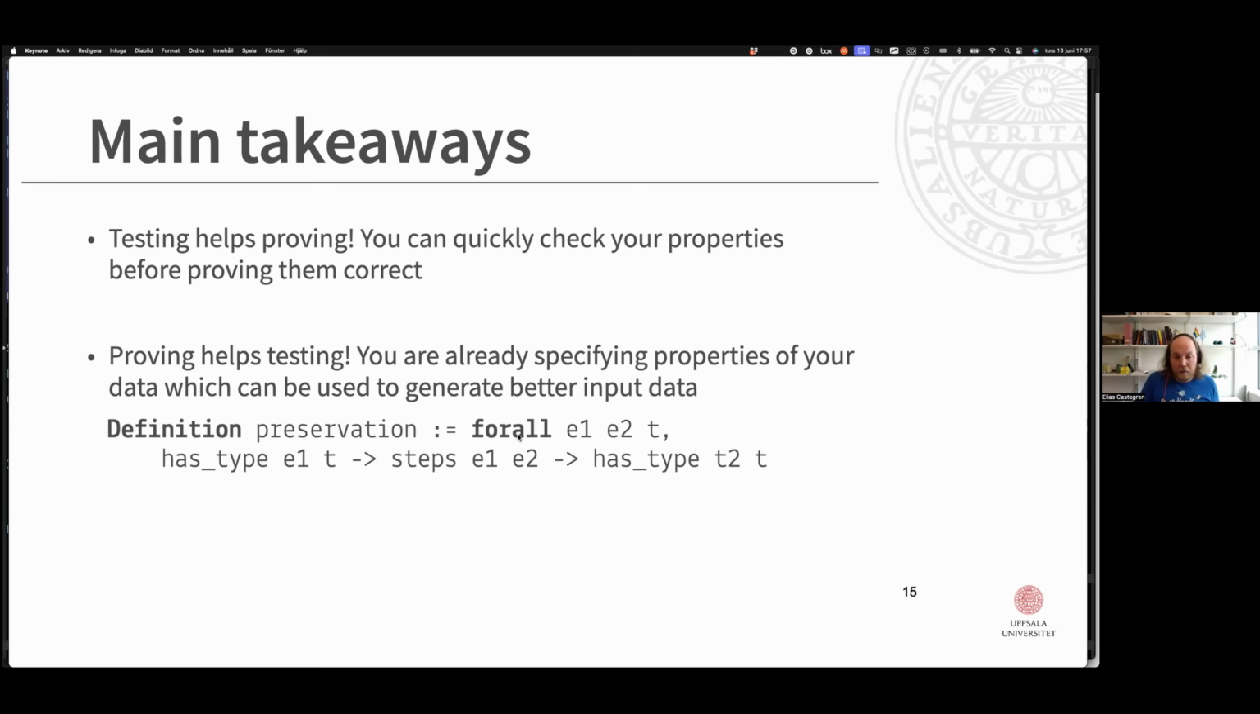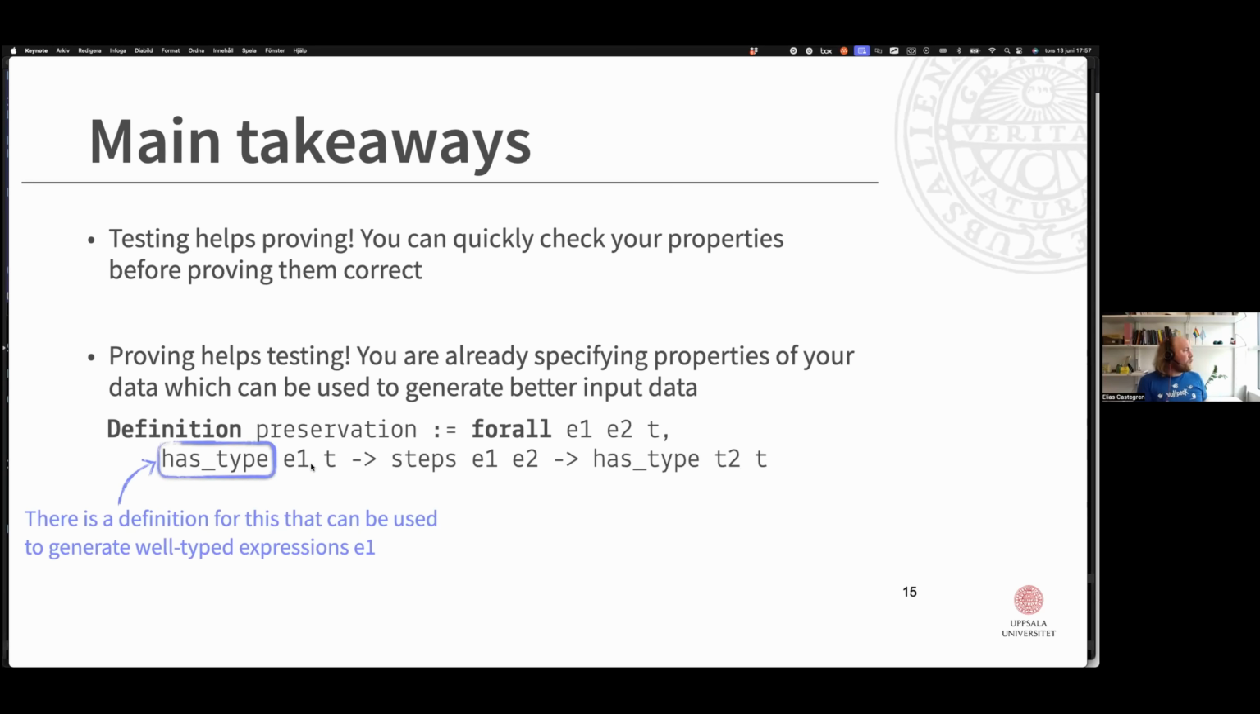So here's the example that I wanted to show. This is your basic preservation proof, right? You do has type. If E1 has type T and E1 steps to E2, then we want to ensure that, sorry, E2 has type T. It should say E2 here. Sorry. This definition, assuming that we can show that this is decidable, then we can use this to generate well-typed expressions. Again, if we just generated random expressions, that's going to be easy, but the chances of these being well-formed is very slim.